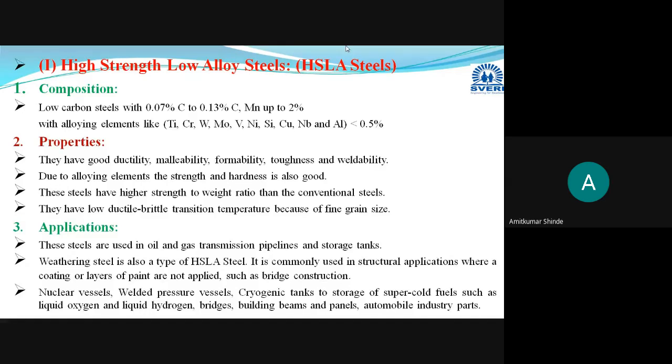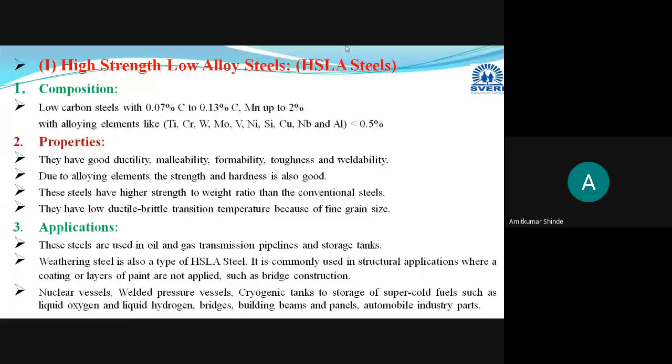In addition to this low carbon steel, we are adding manganese and other alloying elements. Due to the addition of manganese and other alloying elements, the strength and hardness of that material is also good. And why do these materials have strength and hardness here? Because whichever alloying elements we are adding, they will form a solid solution with the iron. As there is a solid solution of iron and other alloying elements, it will result in the improvement of their strength and hardness.